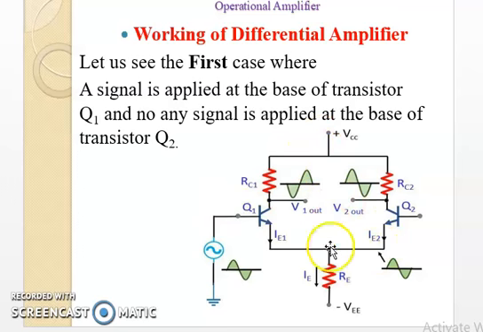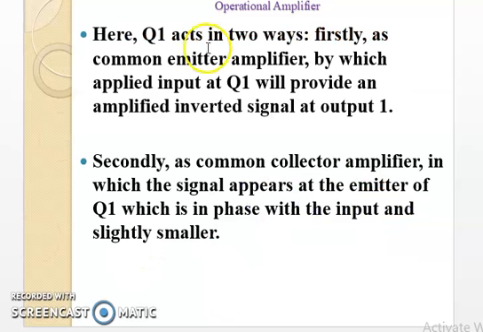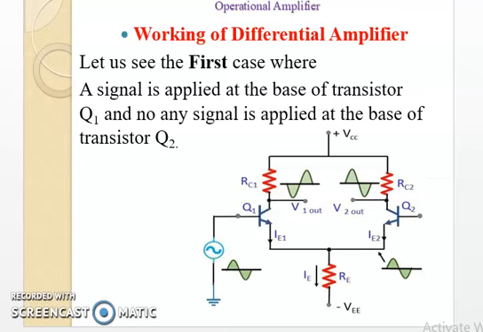Here positive supply and negative supply are given. Hence what happens? Q1 acts in two ways. Firstly as a common emitter amplifier, by which the applied input at Q1 will provide an amplified inverted signal at output 1.